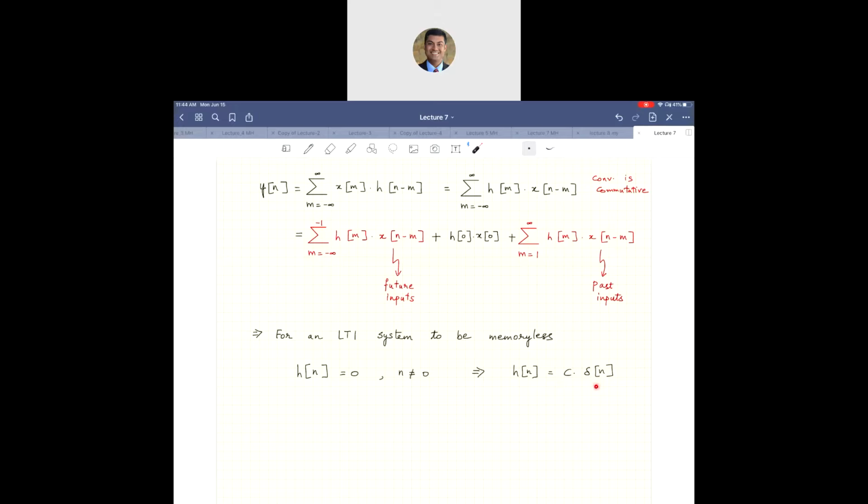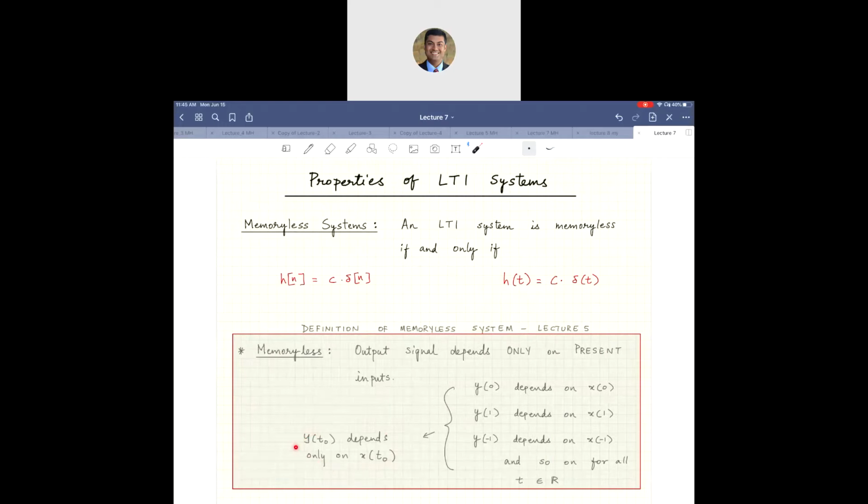These two statements can be represented in one expression using h of n equals some scalar c multiplied by delta of n. So by using the definition of convolution sum and by using the properties of future inputs and past inputs, we have proved that the statement y of t0 depends on x of t0 is the same as saying h of t is c delta of t. Or for discrete time, h of n is equal to c delta of n.